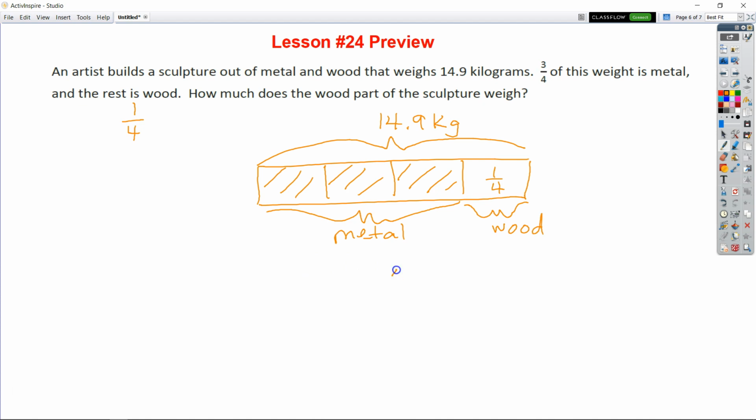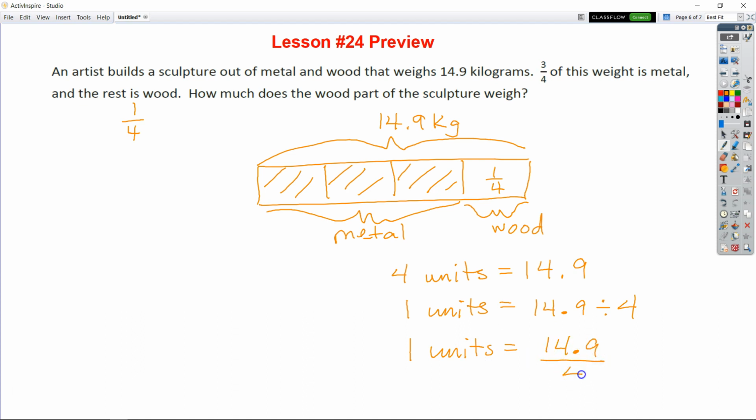Well, we know 4 units, and we can take this back, equals 14.9. So then 1 unit equals 14.9 divided by 4. And we're going to say that 1 unit, which would be 1/4 of the entire thing, is 14.9 fourths.